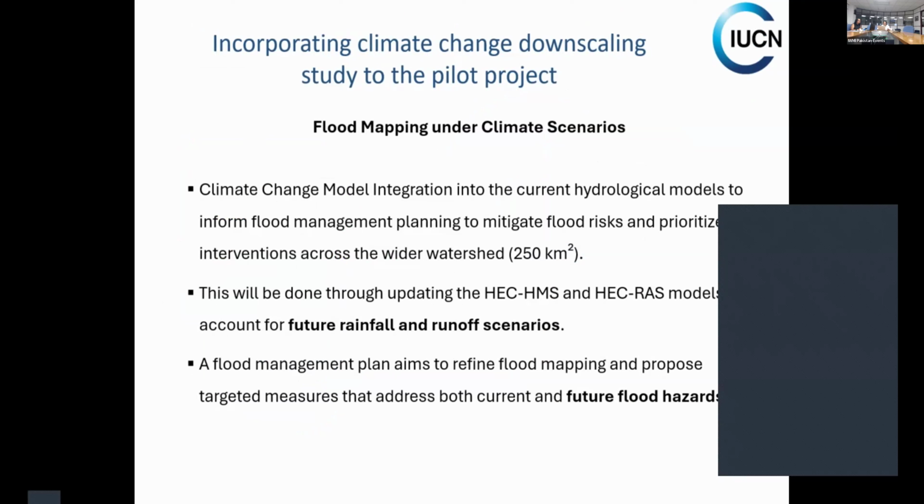The climate change downscaling study will enable us to broaden the flood management planning process through flood mapping under climate scenarios. The produced climate change model will be integrated into the current hydrological and hydraulic models to broaden the scale of these analyses and enable informing flood management planning in the entire basin to cover the 250 square kilometers under climate scenarios. Therefore, proposing targeted measures that address both current and future flood hazards.